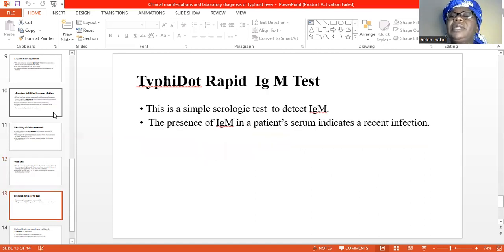The typhoid rapid IgM test is a simple serological test to help to detect IgM. The presence of IgM in a patient's serum indicates a recent infection.